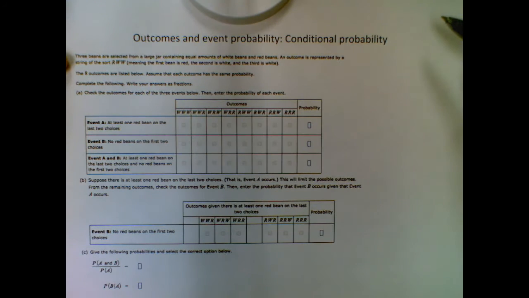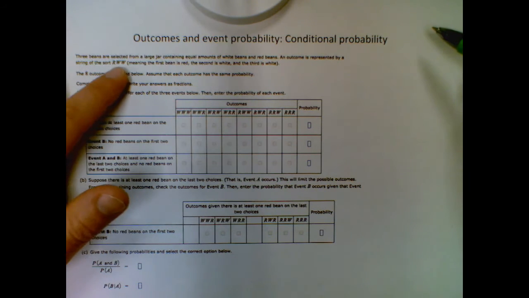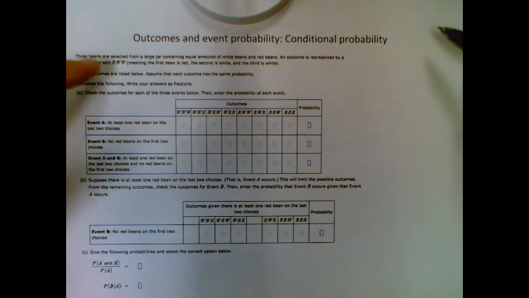Today we're going to be looking at the ALEKS topic outcomes and event probability with conditional probability. So 3 beans are selected from a large jar containing equal amounts of white and red beans. An outcome is represented by a string of these 3 letters here. So the first one was red, second's white, and third is white. So they go in order.